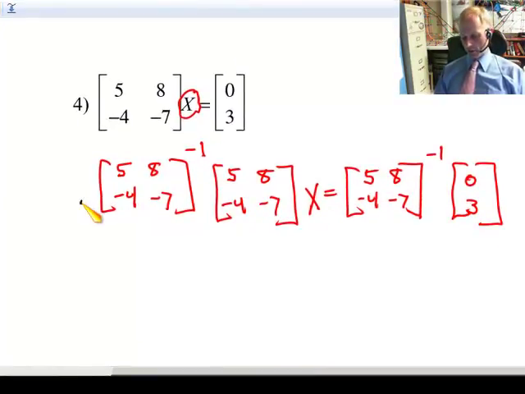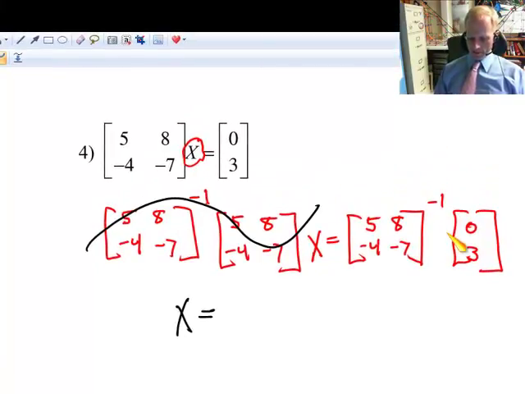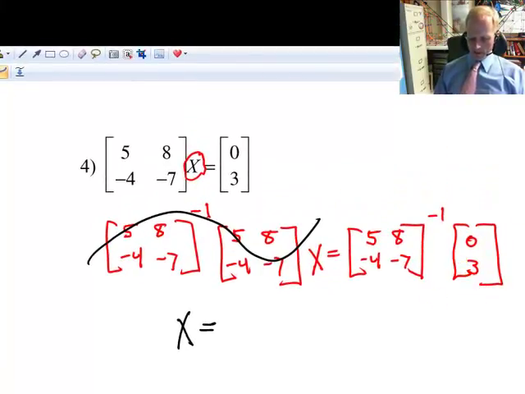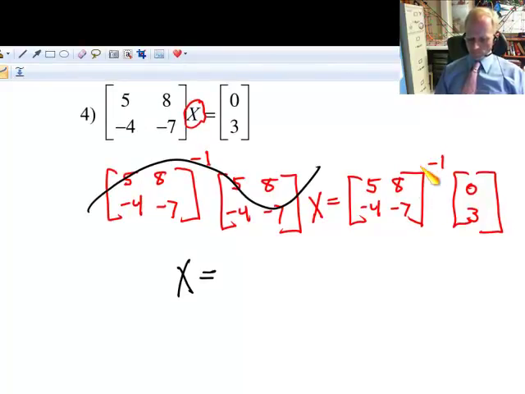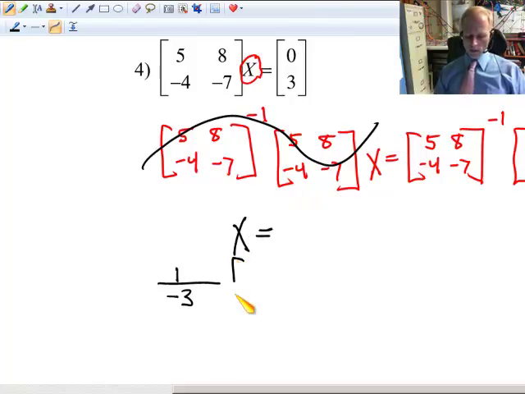So that's going to be, let's see, 1 over the determinant. Now the determinant is going to be negative 35 minus negative 32, which is going to end up being negative 3. Then I'm going to be multiplying that by negative 7, 5, negative 8, and positive 4, leaving me with negative 7 thirds, 8 thirds, negative 4 thirds, and negative 5 thirds. So that's the inverse. Now I just need to multiply the inverse by 0, 3.